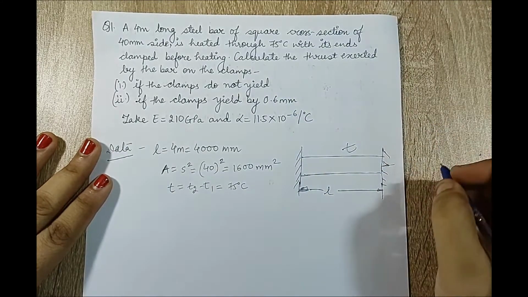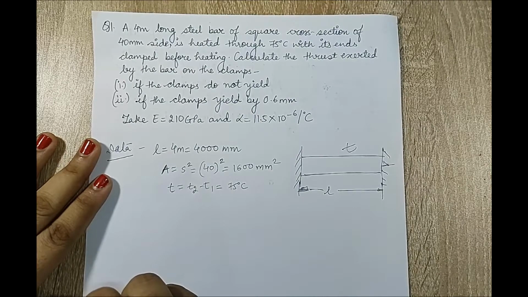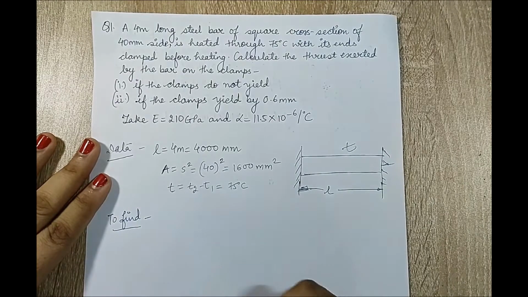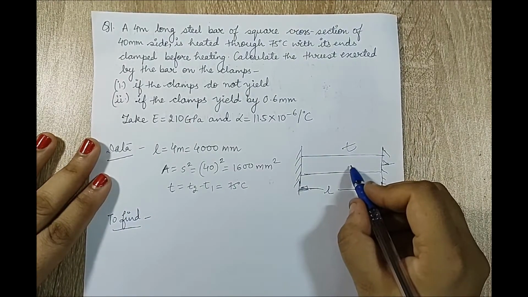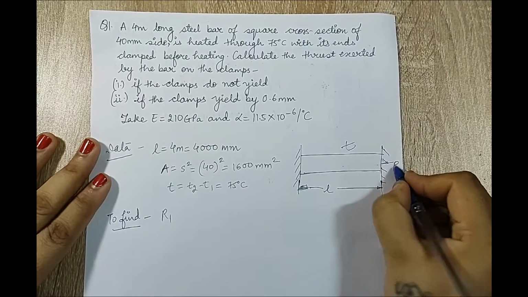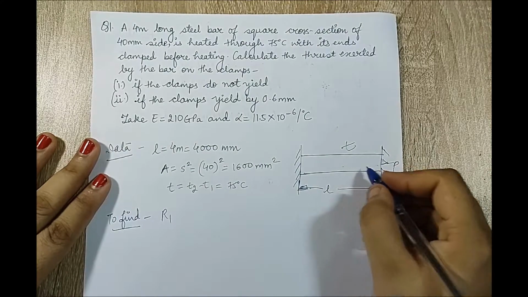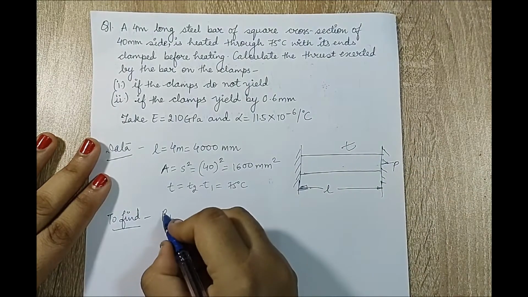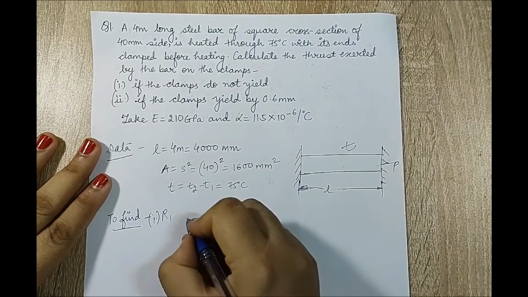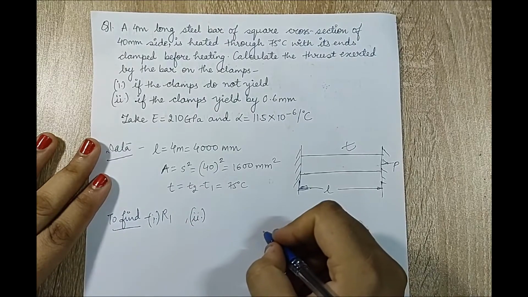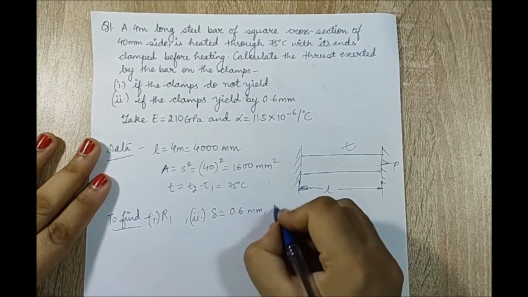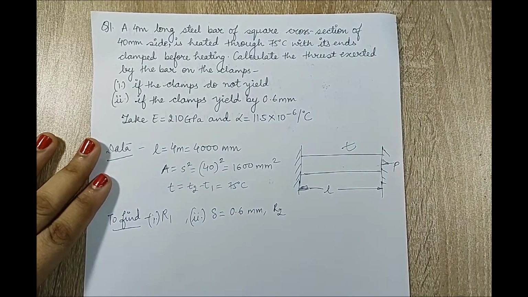Calculate the thrust exerted by the bar on the clamp if the clamp do not yield. So I have to find the thrust which is exerted by the bar. So what force the bar is going to exert, I want to know. So let me call it as R1 because the load is P. So whatever is applied by the bar is going to be resistance. So let me say the resistance is R1 for the first case when the clamps do not yield, and in the second case if the clamp yields by 0.6 mm. So del value is given as 0.6 mm, and I still need to calculate the thrust exerted.